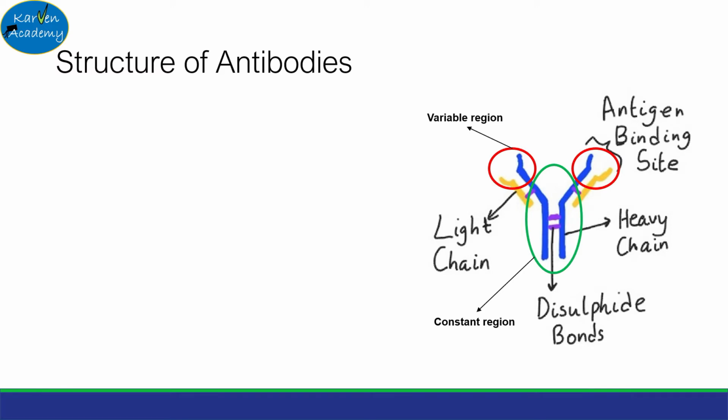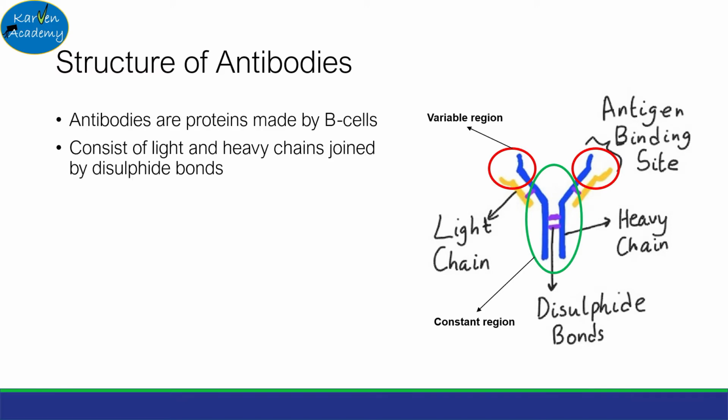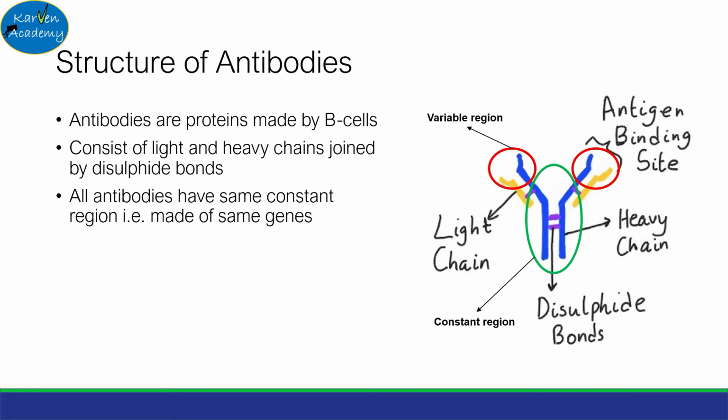So let's look at the structure of antibodies. Antibodies are soluble proteins made by B cells. They are made of light and heavy chains that are joined together by disulfide bonds. There are many types of antibodies, but all have the same constant region, as shown by this green oval. This means that this region is made of the same genes.